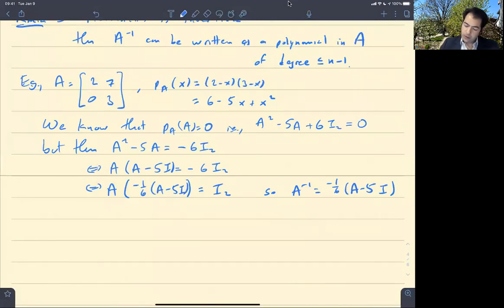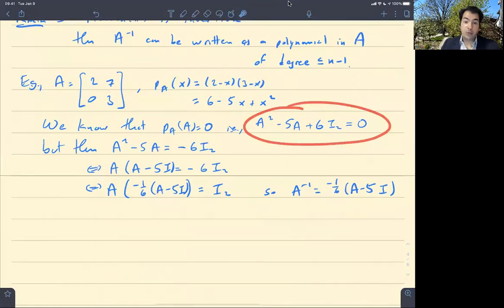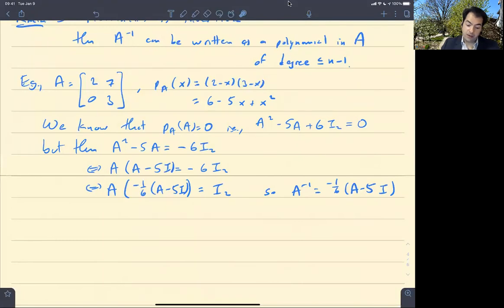Okay, but of course, this same trick works of taking this polynomial and putting the constant term on one side. Remember the coefficient of the constant term is the determinant. So being invertible, we're guaranteed that you have a non-zero multiple of the identity here. Factoring out an A and then dividing by minus the determinant gives us the inverse as a polynomial of degree at most n minus 1. Okay, and we'll stop there and pick it up from there next time.